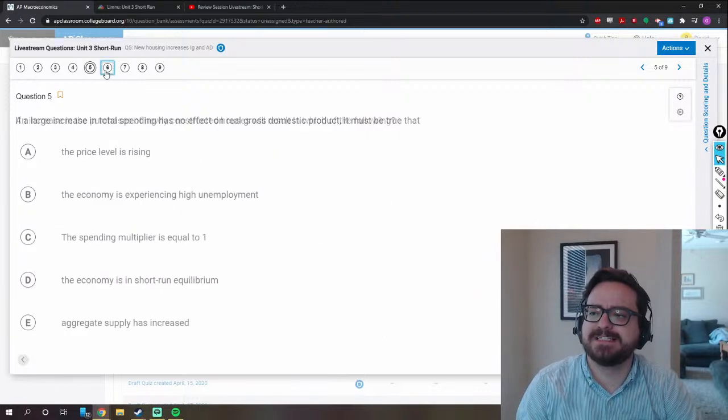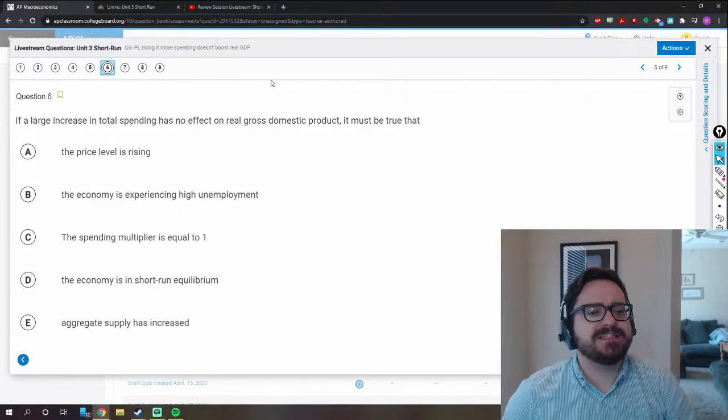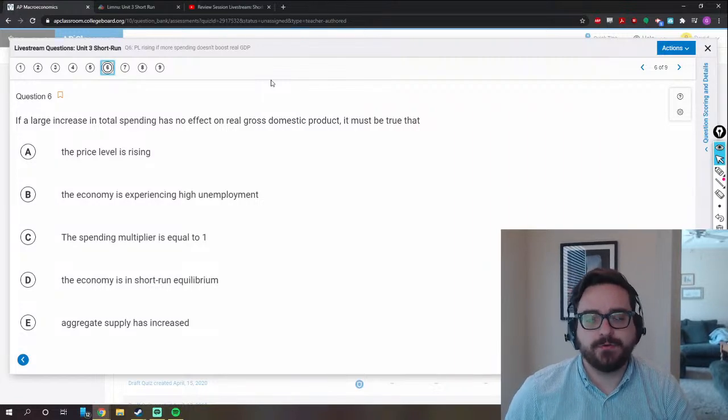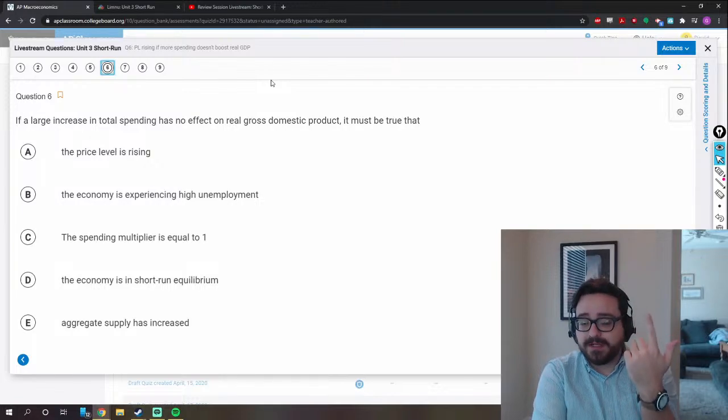But the home doesn't make sense as much. All right, 6. If a large increase in total spending has no effect on real GDP, what is happening? It's a good question. There's a large increase in spending, but there's no change to real GDP. This is not really a graph problem. This is much more a concept problem.